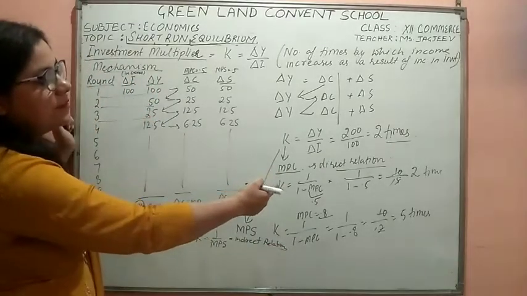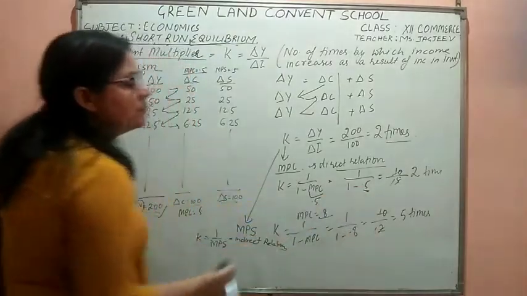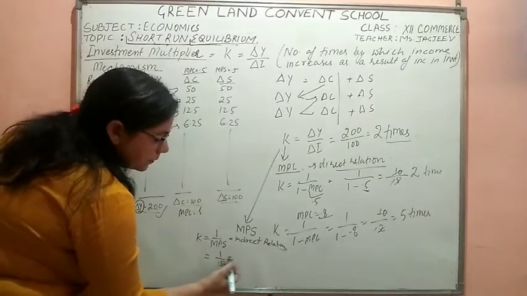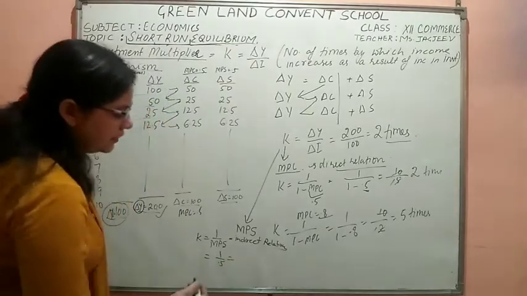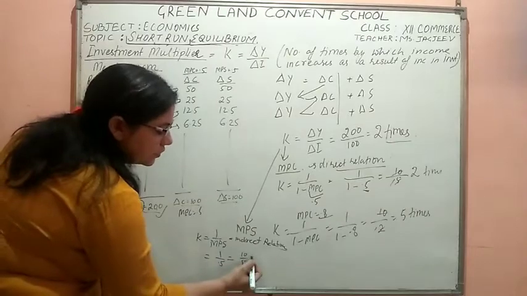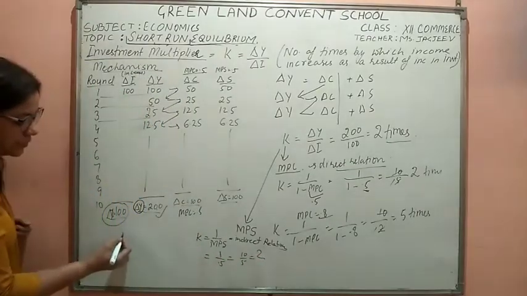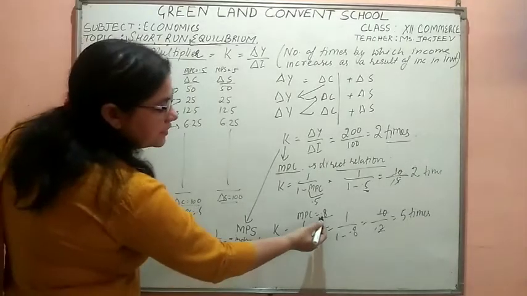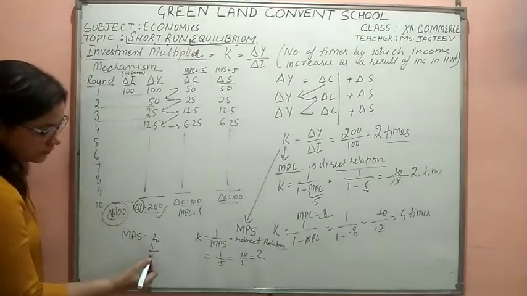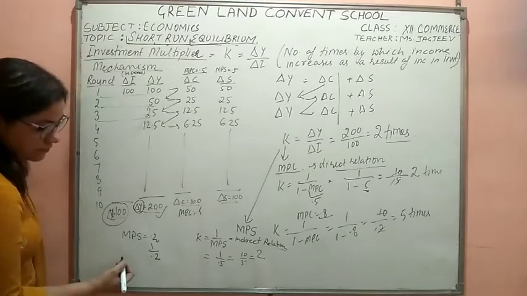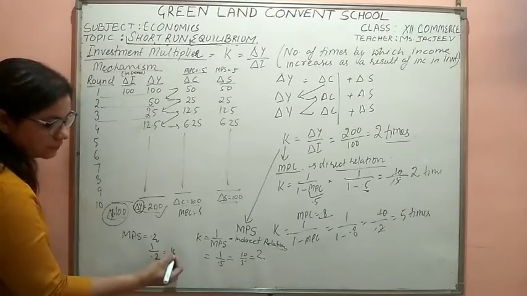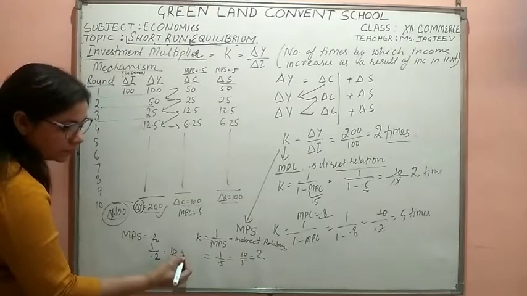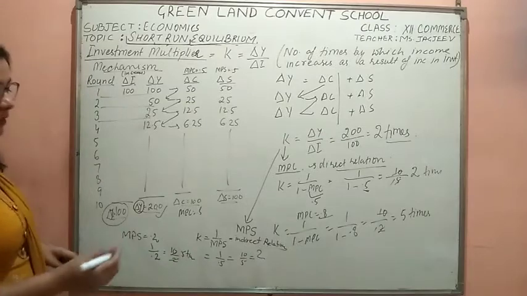Suppose in the first case, we are talking that 0.5 is the marginal propensity to consume, then 0.5 will be the MPS, and the effect will be the same. So 10 upon 5 is equal to 2. What will happen if MPS is 0.2, when we are talking that MPC is 0.8? So 1 over 0.2, then it will be 10 over 2. So it would be 5 times. The answer would be the same.